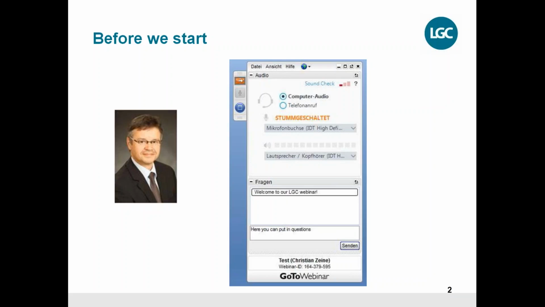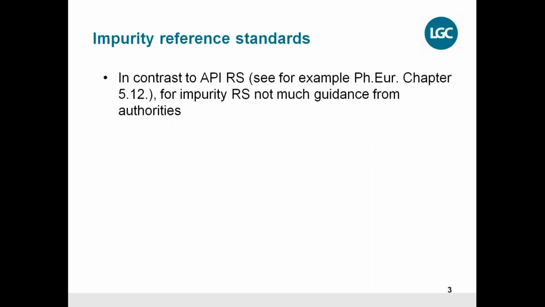So when it comes to impurity reference standards, in contrast to reference standards for the active pharmaceutical ingredients, the APIs, there is not too much guidance from the authorities. For the pharmaceutical industry, for the APIs, you have very good information in chapter 5.12 from the European Pharmacopoeia, what you should do for a primary reference standard for an API. But for impurity reference standards, there is not so much guidance from the authorities.